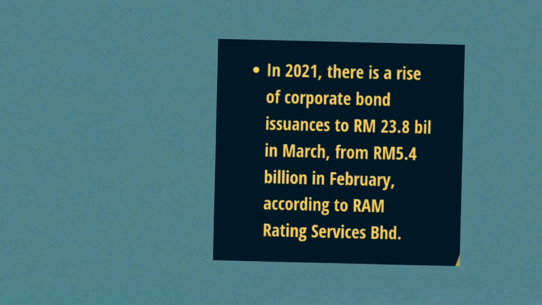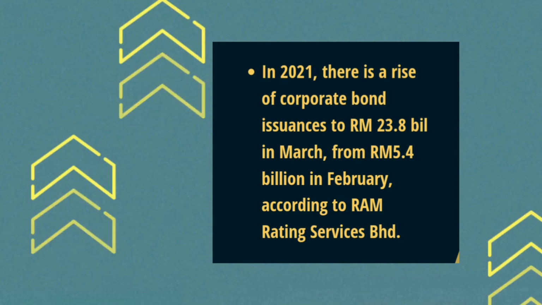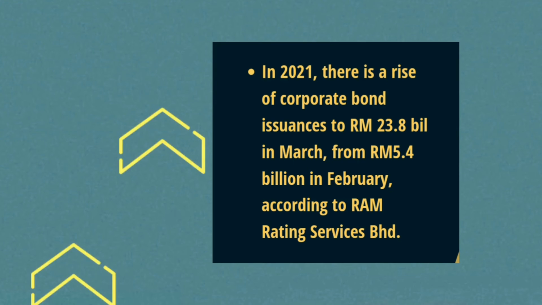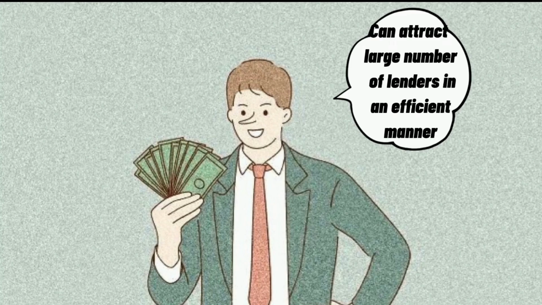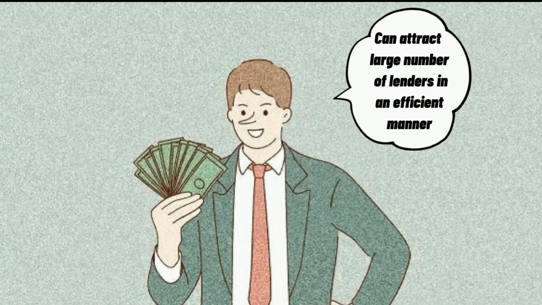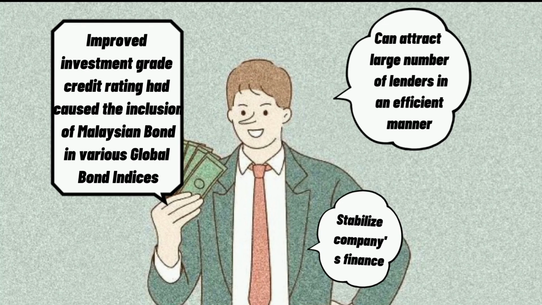According to RAM Rating Services Berhad, there is an increase from 5.4 billion to 23.8 billion ringgit Malaysia of corporate bonds being issued in 2021. This update brings great benefits to Malaysia. By attracting a large number of lenders, Malaysian bonds are included in global bond indices, and lastly help in stabilizing companies' finance.